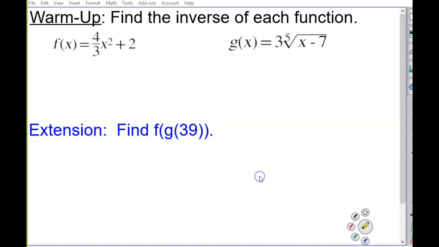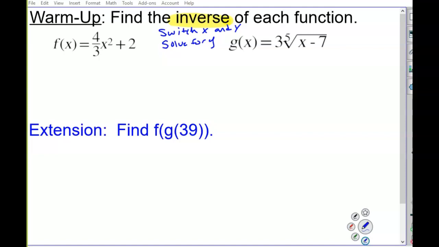Warm-up today involves one of the concepts that we talked about for an inverse. And just the quick idea with the inverse was: switch the x and the y, and then solve for y. That's how we'll get the inverse of the function.